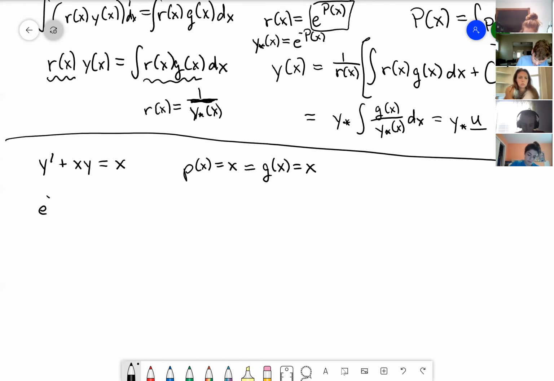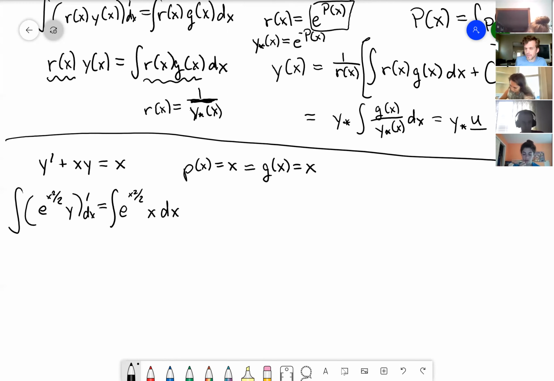So I can rewrite this as the derivative of e to the x squared over 2 times y. The derivative of that product is equal to e to the x squared over 2 times x. So actually, this looks fairly promising. If I take the integral of both sides, the left-hand side, by the fundamental theorem of calculus, is just e to the x squared over 2 times y, plus some integrating constant that we're going to fold into the other side. And on the right-hand side, we have e to the power of something, and then the derivative of that something is just there multiplied by it. So we've already got our u substitution nicely handled for us.